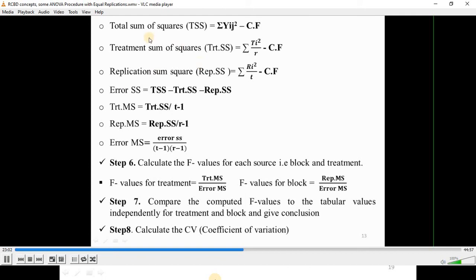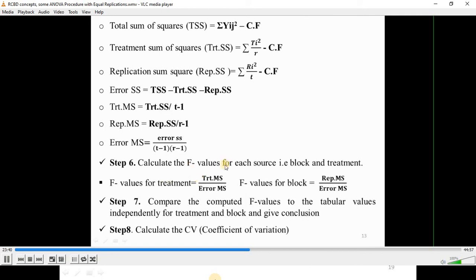After we have got the total sum of squares, treatment sum of squares, and the replication sum of squares, we can estimate the error sum of squares by subtracting the treatment and replication sum of squares from the total sum of squares. The treatment mean square is calculated as treatment SS divided by treatment degrees of freedom, the replication mean square as replication SS divided by replication degrees of freedom, and the error mean square as error SS over error degrees of freedom.